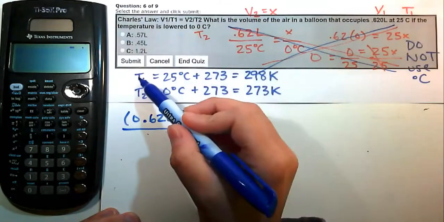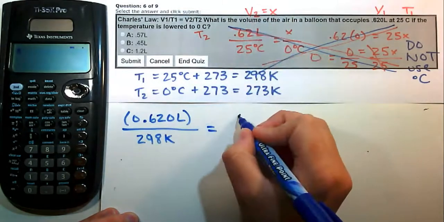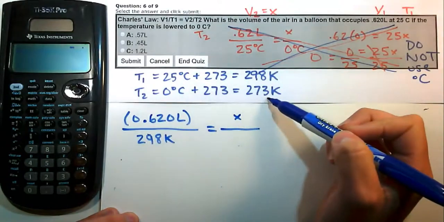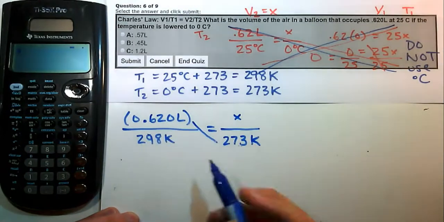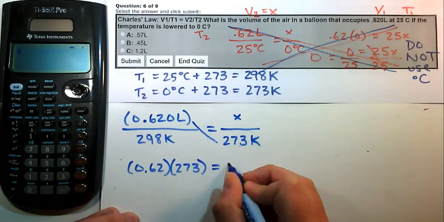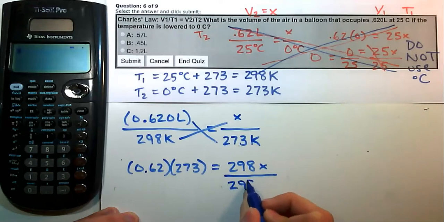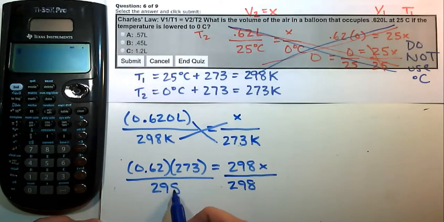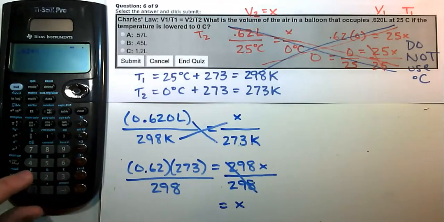over T1, which is 298 Kelvin, equals V2, which we don't know, so we'll plug in X, over our T2 value, which is 273 Kelvin. Alright, so we're going to cross multiply. 0.62 times 273 equals 298 times X. So to get X by itself, we're going to divide by 298 on both sides. And then we're going to be left with X equals 0.62 times 273 divided by 298. 0.62 times 273 divided by 298.